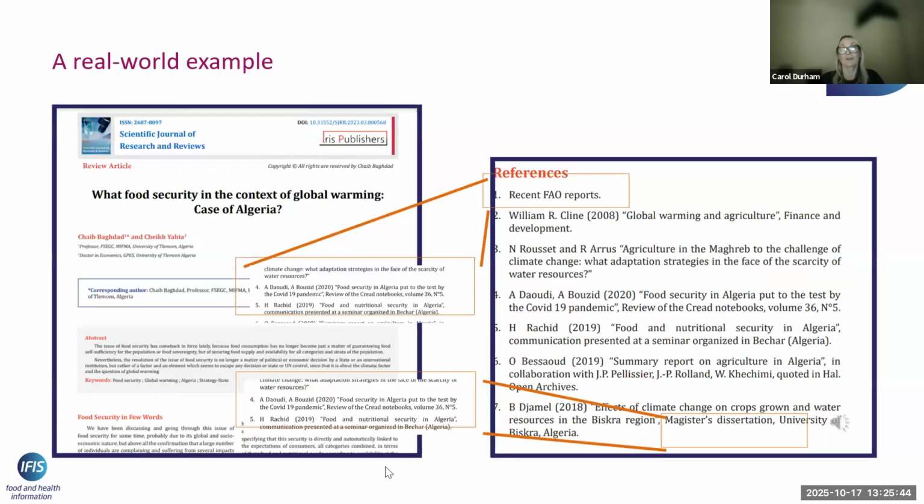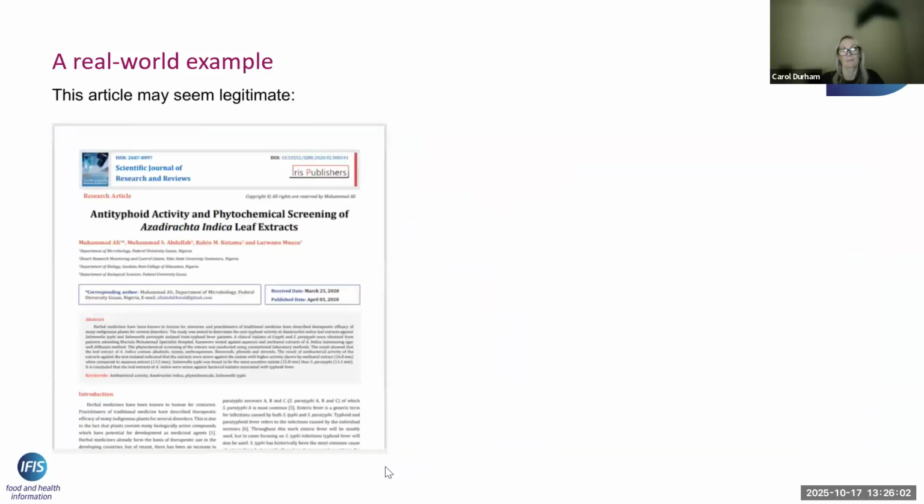So if you look at another article that's been published in the same journal, the first reference of recent FAO reports is very general, and it also cites someone's magister's dissertation. So you can see here that it lacks the rigor that you would expect. This article here does look legitimate on first glance. It's not my area of expertise. It looks fine to me.